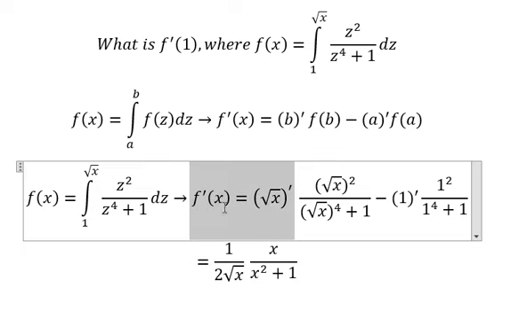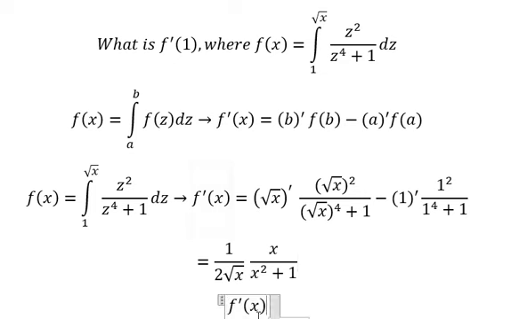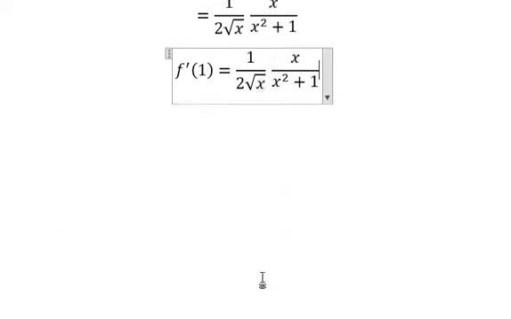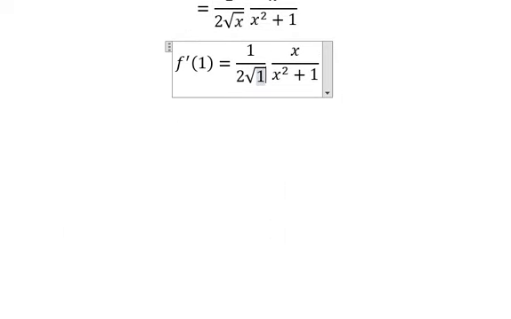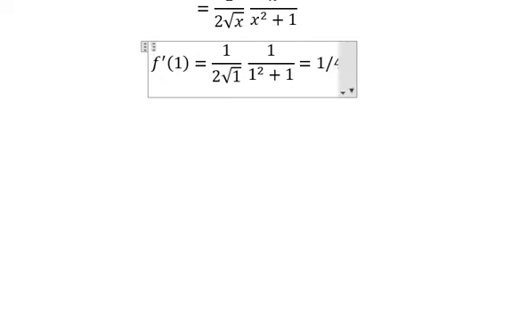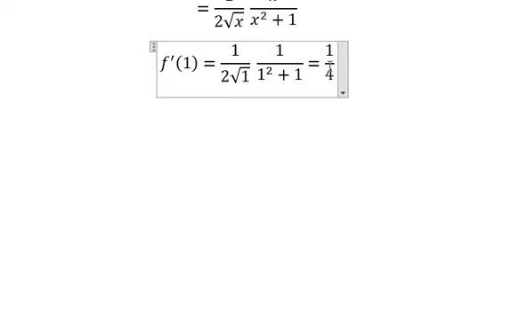And now we put number 1 over here. That means we can put number 1 over here. So we calculate this one, and we have 1 over number 4. And this is the final answer. This is the end.